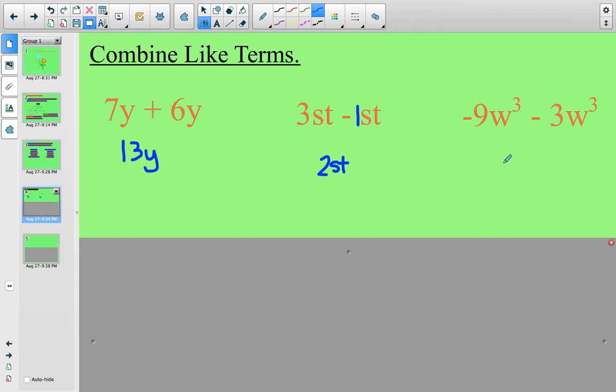Moving over to the right side example here, we have negative 9w cubed minus 3w cubed. So again, they are like terms. So when we have negative 9 minus 3, you saw in last night's notes that if it helps you, you can change this to plus a negative 3. So negative 9 plus negative 3 would give us negative 12. And then again, we're going to leave the variable the same. So the variable is going to stay w cubed.